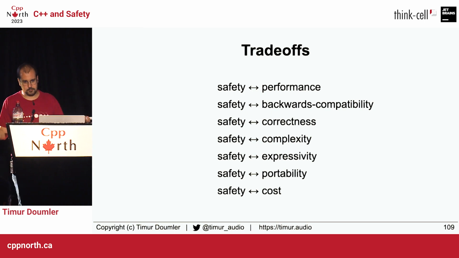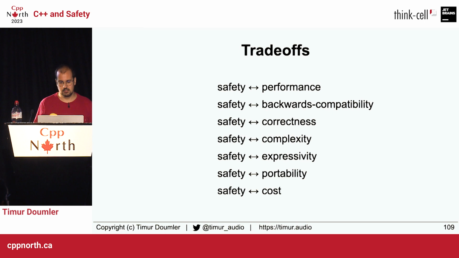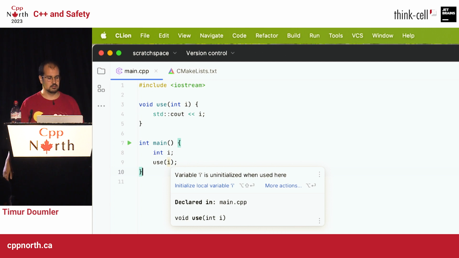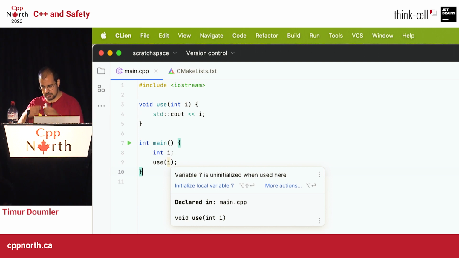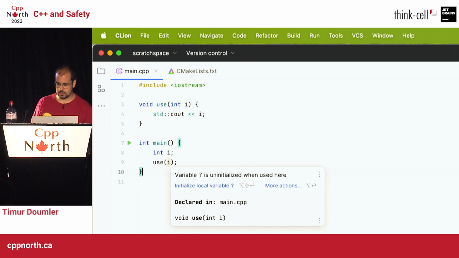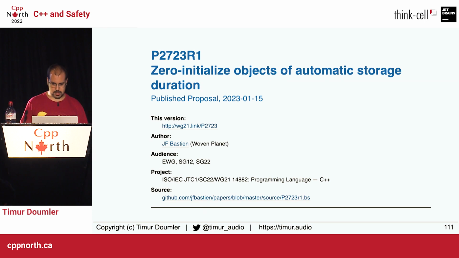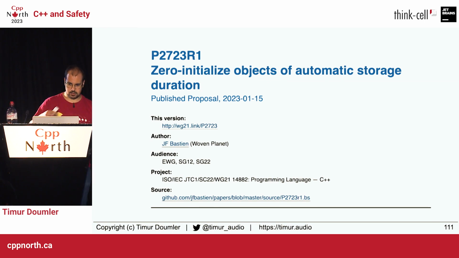This is kind of a solved problem if you do need this, because any reasonable static analysis tool is going to be able to tell you, hey, you didn't initialize your variable. So if you do need that, you can always switch it on, but you can't just demand that this is how the language works from now on. So here's a paper by J.F. Bastien to try and do something slightly different that's not going to break the world.